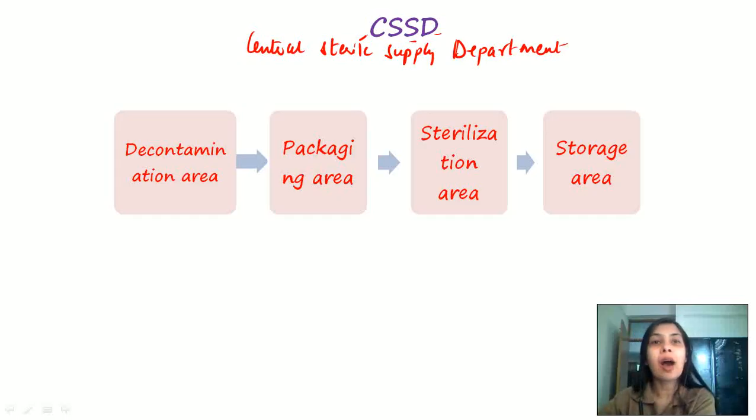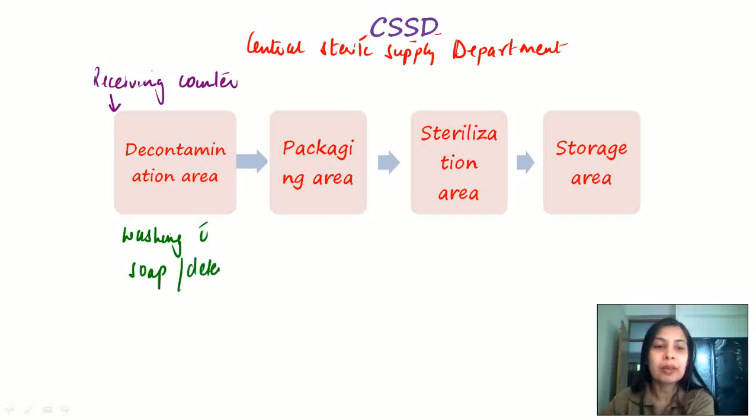And then the thing is how we are dividing the department into the various areas. So whenever we receive anything from wards, OTs, or anywhere from the hospital, we receive it at a counter which is also known as the receiving counter. From the receiving counter, the products are then sent to an area designated as the decontamination area. Here we are washing the stuff with soap or detergent to decontaminate it first of all.